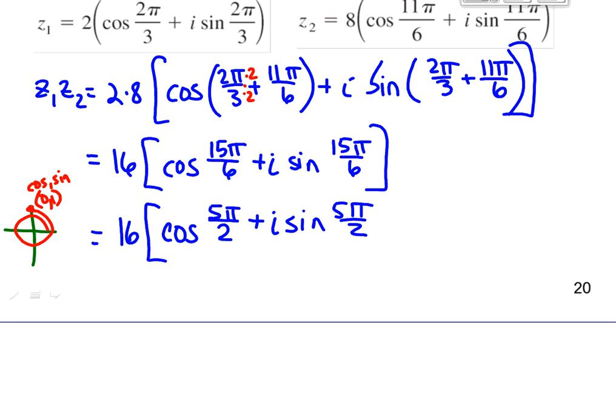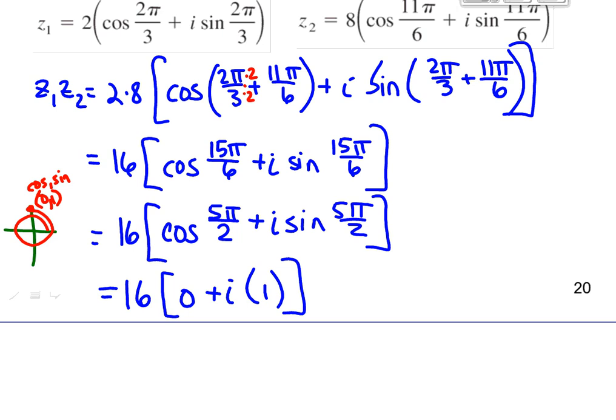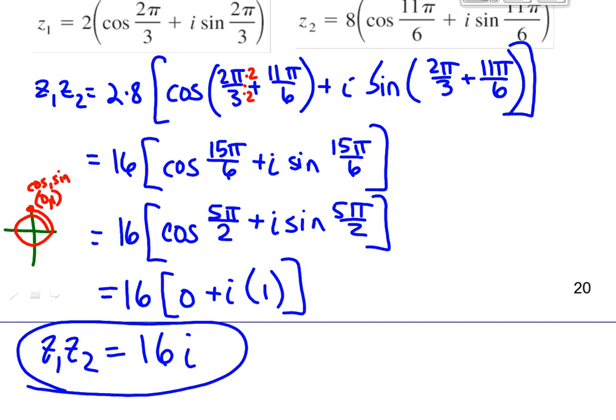So the cosine is going to be 0 this time, and the sine is going to be 1. I forgot my bracket there. So this is going to be 16 times (0 plus I times 1). And so that is going to be 16I for Z1 times Z2. That one ended up being a pure imaginary number, in the form A plus BI.